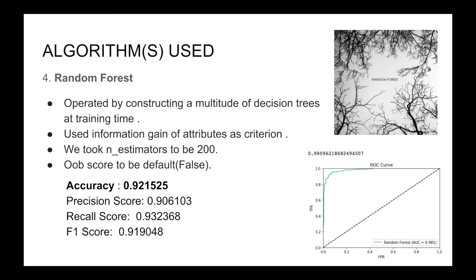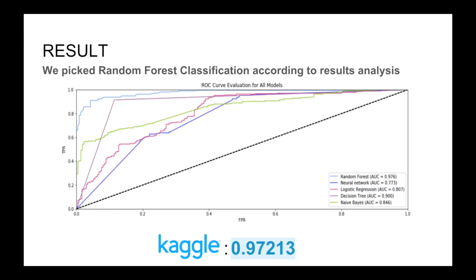For the results, Heng, will you explain why we chose random forest? Thank you, Ashish. As we can see, the random forest classification gave us the highest accuracy score, and the ROC curves for all the models we did also provided visual evidence showing that random forest has an AUC of 97.6%. That's why we are going to use the result from random forest for our first attempt in the Kaggle competition.